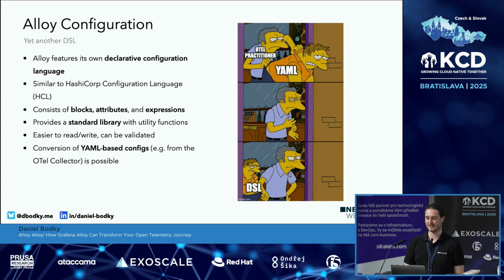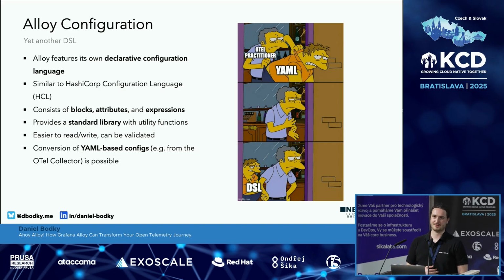I'm not the biggest fan of DSLs, but again, maybe a good news after the bad news, it's very similar to HCL, HashiCorp Configuration Language. So if you've ever written a bit of Terraform, you will feel quite confident and comfortable real fast. Same as HCL, it consists of blocks, attributes, and expressions, and as most DSLs, because that's one of the primary reasons to create DSLs, it comes with a standard library of utility functions you can use in your configuration to create configuration dynamically, calculate or evaluate attributes dynamically, things like that.